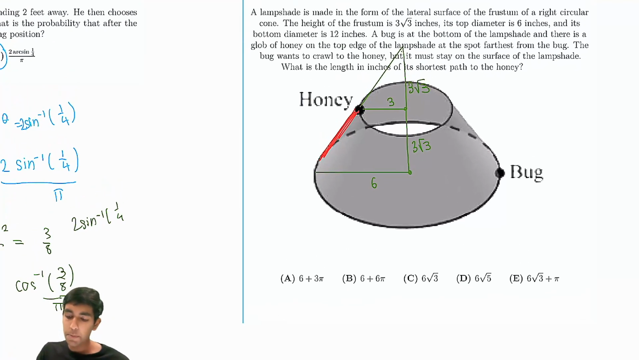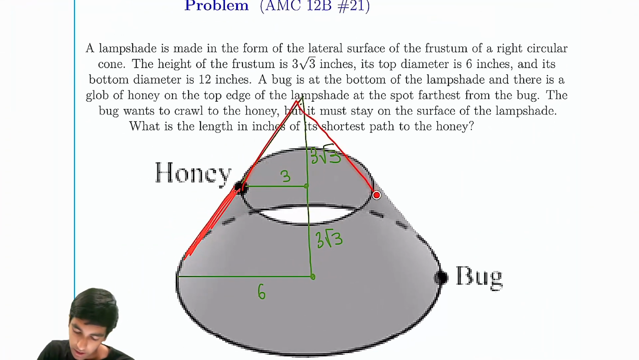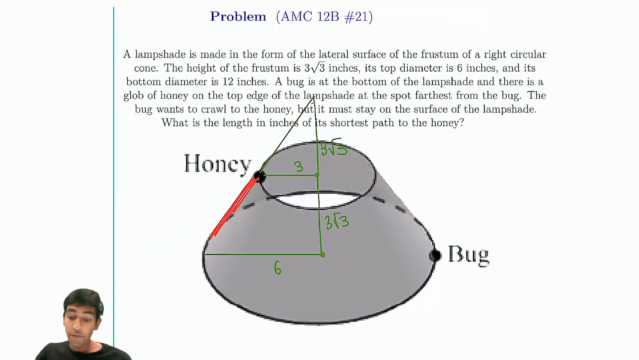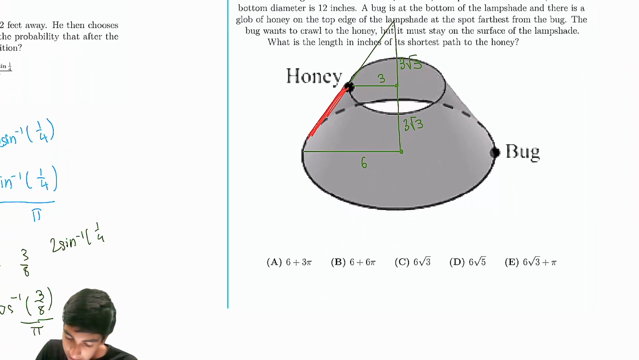For just a moment here, pretend that there wasn't a frustum. Pretend it was just a full cone, all the way here. When we unfold it, what would it look like? Notice here that the radius is 6, the height is 6 root 3, so the slant height is 12. So if we unfold it into our arc, that is going to have a radius of 12.